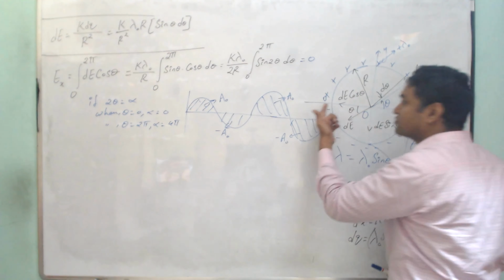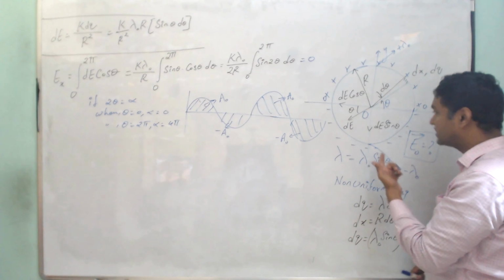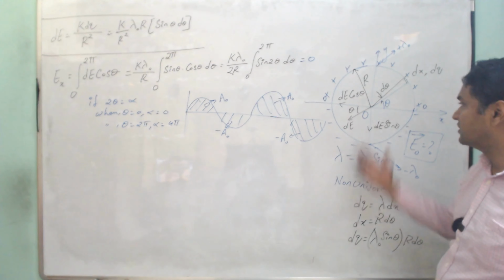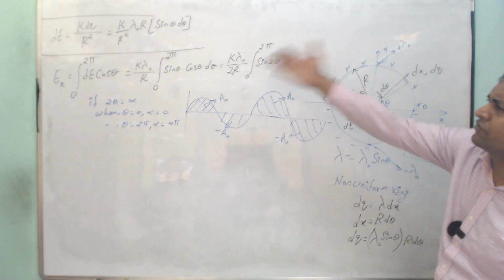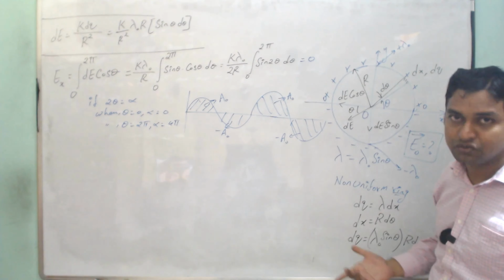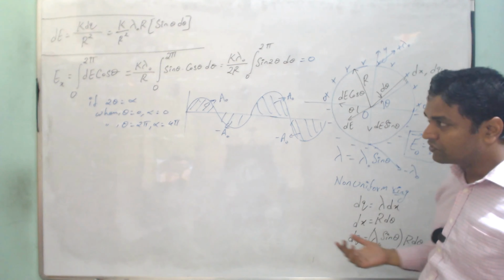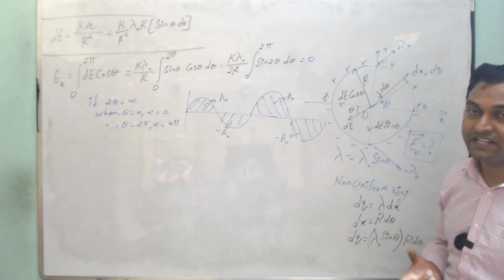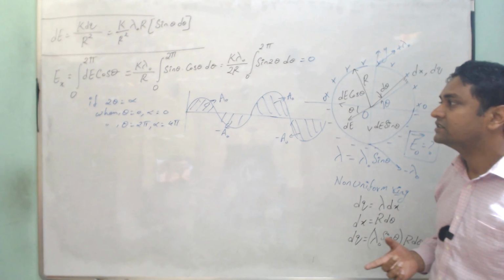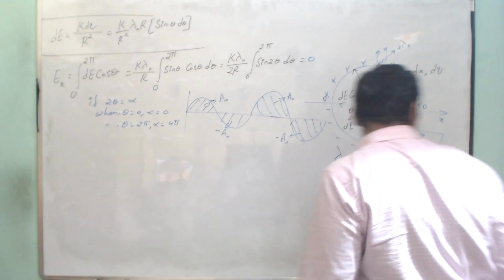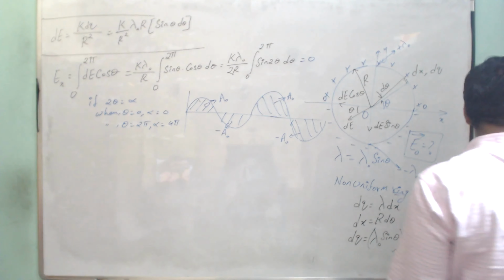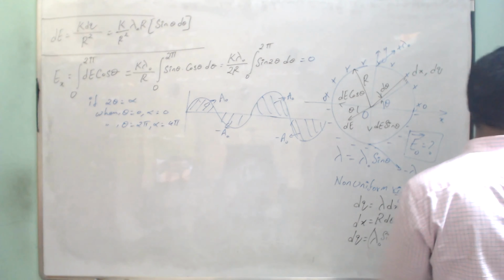Same goes for 180 to 270 and 270 to 360. These two will also cancel each other. Therefore, we get EX as 0. Horizontal component should get cancelled. Vertical component should also get cancelled? We'll see. We don't know. Let us understand the vertical component.